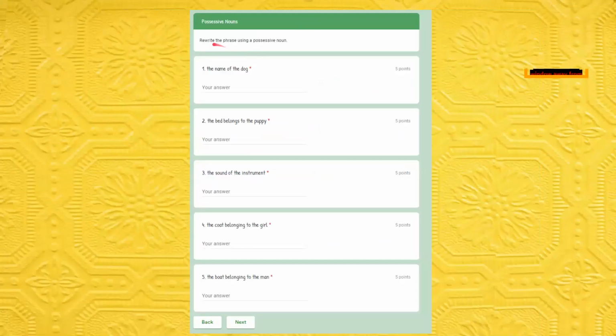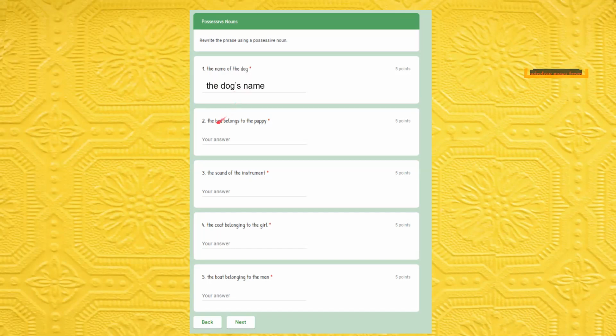The instructions say rewrite the phrase using a possessive. So guys, when we rewrite the phrase, listen to the phrase. It says the name of the dog. I want to rewrite this phrase using a possessive noun. So I would write the dog's name. Make sure that you write an apostrophe S. So what is the word in the sentence that shows ownership or possesses something? The dog. And what does that dog possess? His name. So the dog's name. That's how you complete that.